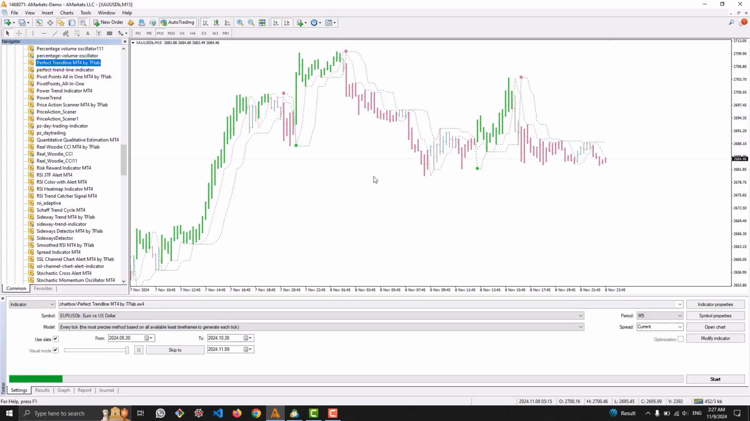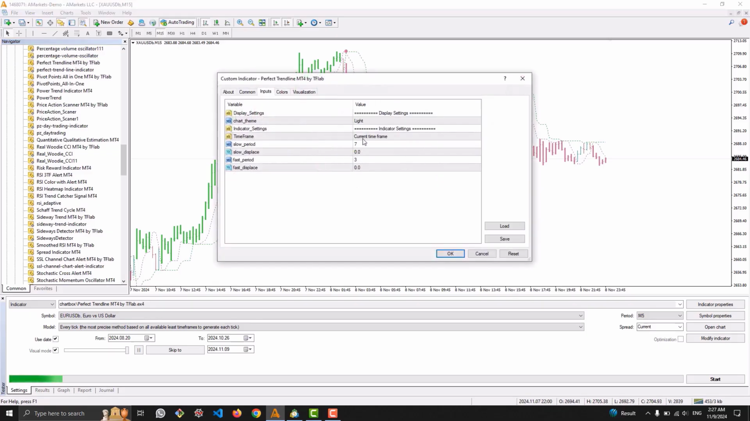Let's review the settings of this indicator together. The first time frame option that we can choose is the multi-timeframe indicator. This means that when the chart is in the time frame, for example, M15, we can enter the number 60 in this indicator here, which is the same time frame as H1.